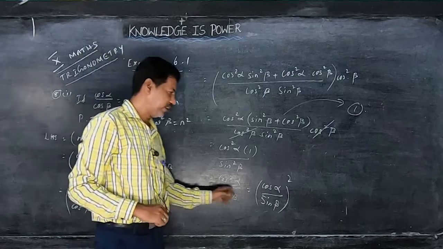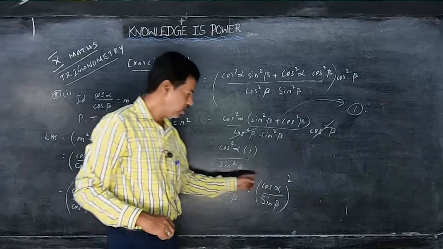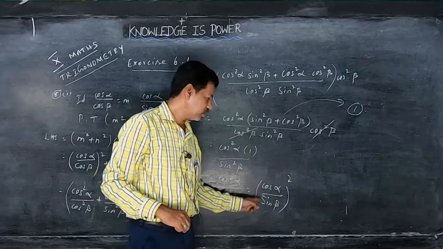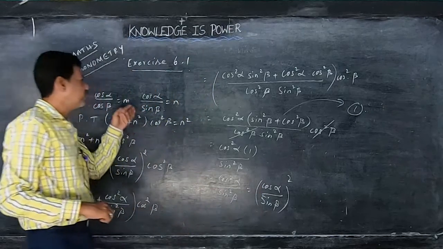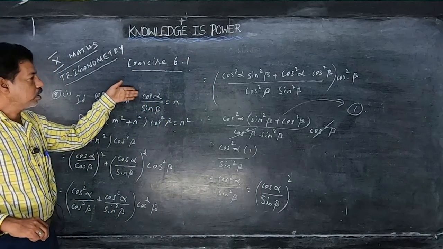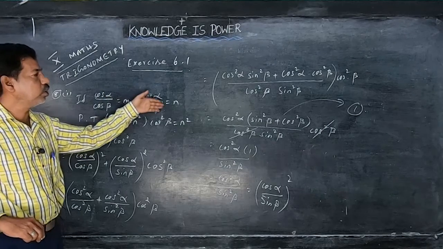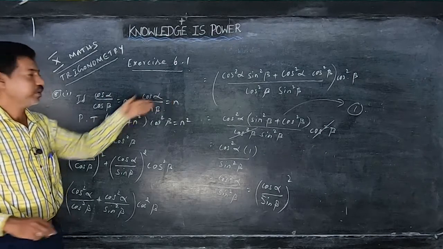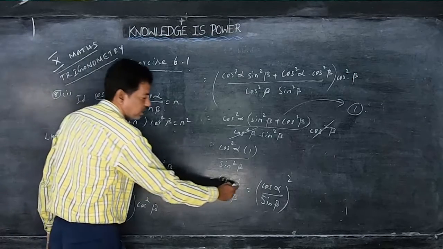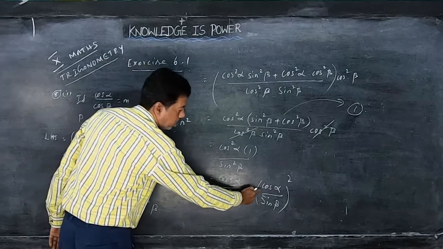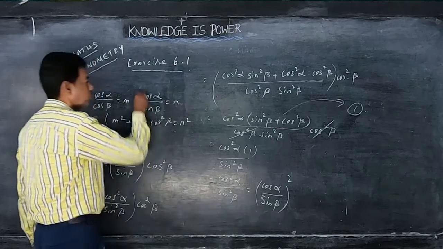This square is taken commonly outside. Cos alpha by sin alpha, already we have written. What is that? See the question. Cos alpha by sin alpha equal to what? N. When you compare this with the question, what value have they given for cos alpha by sin beta?